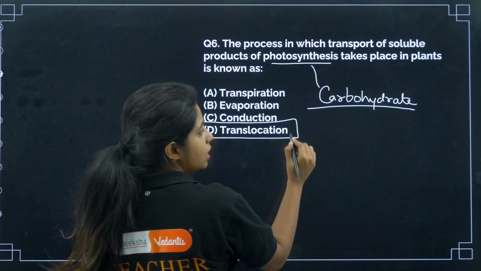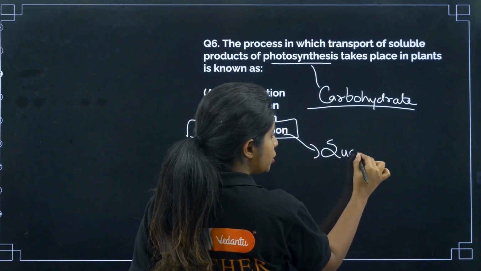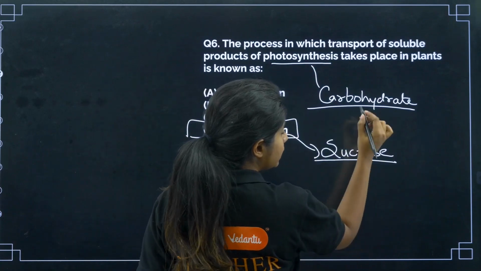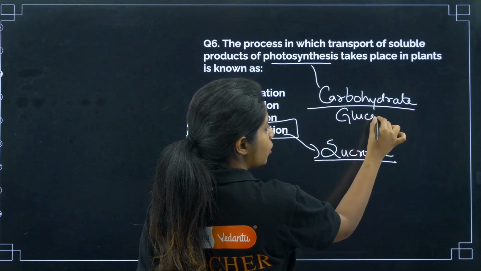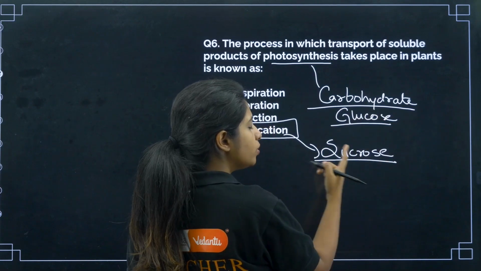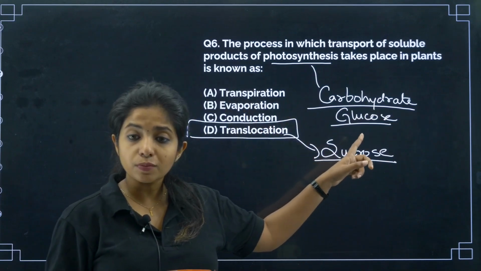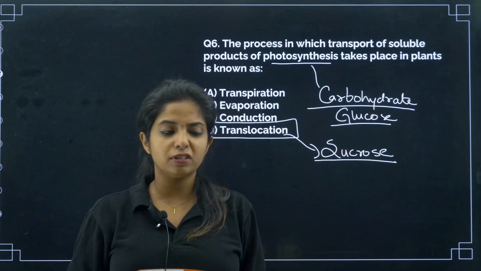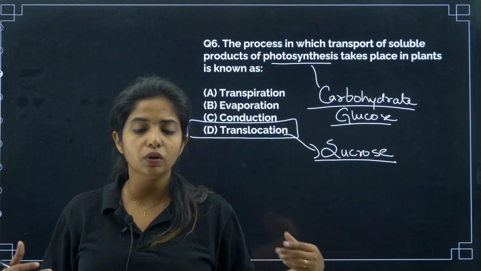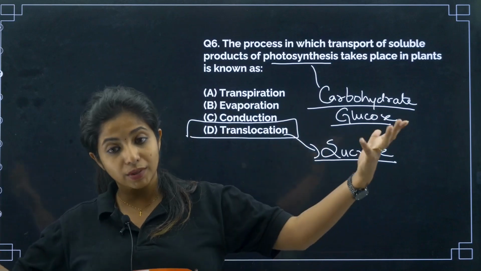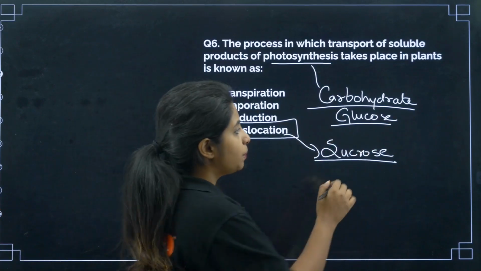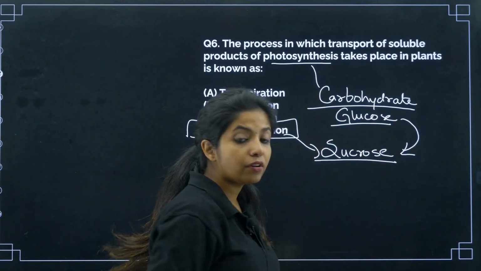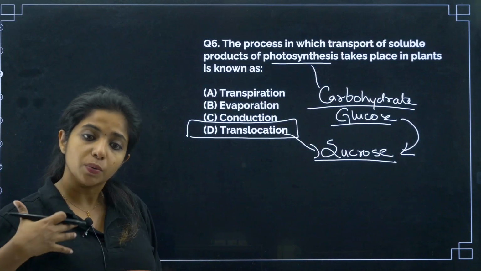Now usually the food is being transported in the form of sucrose. Now you might think that in the process of photosynthesis you make glucose, so how do you get sucrose? Well, if you try to transport glucose, my dear children, glucose is a highly reactive sugar. It is a reducing sugar. It will go and react with a lot of things and form something else. So rather than that, this glucose is converted to a non-reducing form of sugar, which is sucrose. That is how it is transported.